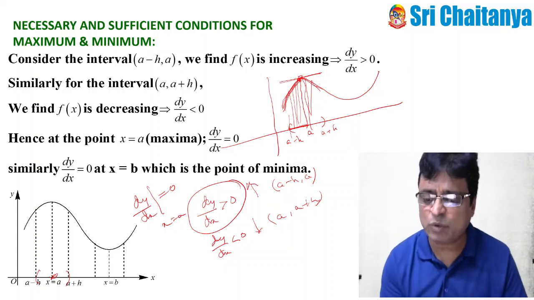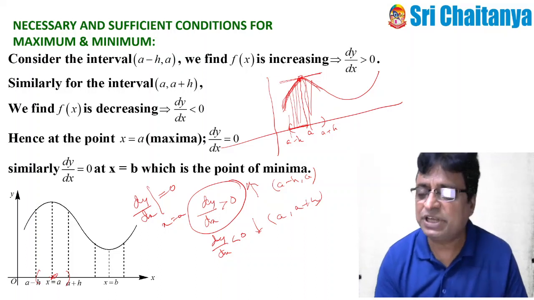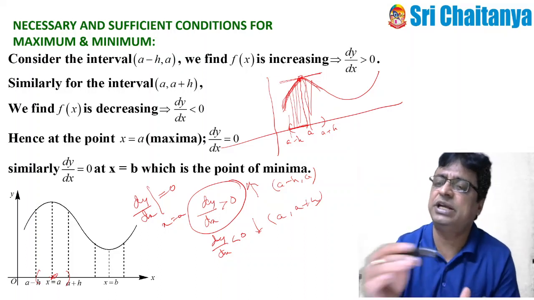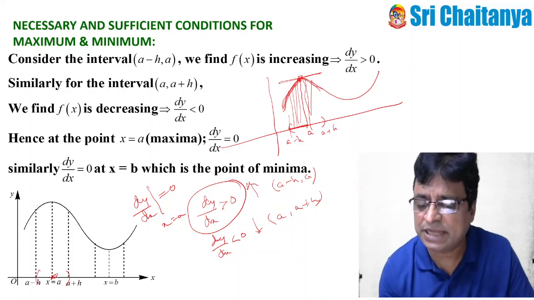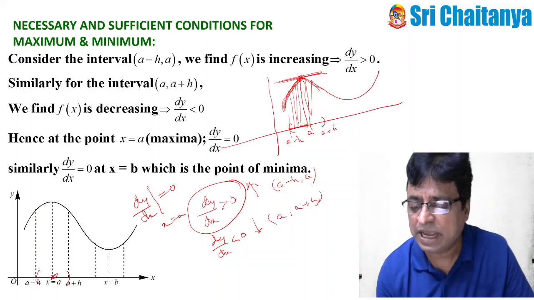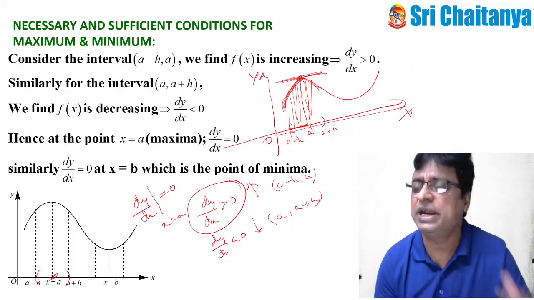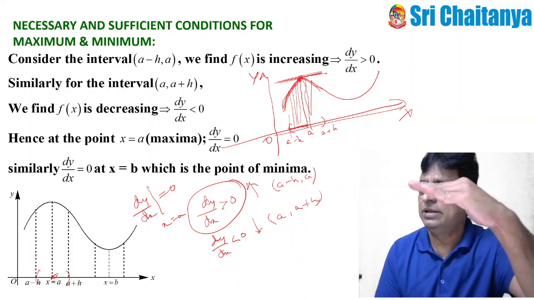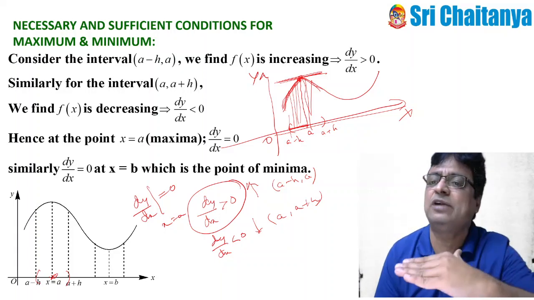Derivative becomes 0 means what? Geometrically, what is the existence of the derivative? It is possible to draw a tangent at each and every point. Whenever the derivative becomes 0, there exists a tangent which is parallel to the x-axis. This is the x-axis. It is possible to draw a tangent parallel to the x-axis. So at a maximum point, if you draw the tangent on the curve, automatically it is parallel to what?